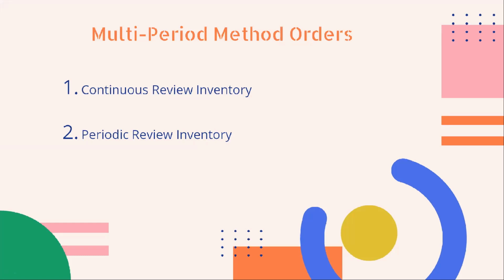With the multi-period method, orders are placed multiple times over an entire production cycle and are further classified as continuous review or periodic review inventory. The first is continuous review inventory. It is reviewed constantly, and when inventory stock drops to a certain predetermined par or reorder level, a fixed quantity is ordered. Continuous review is commonly used for high volume, valuable, or important stock items.